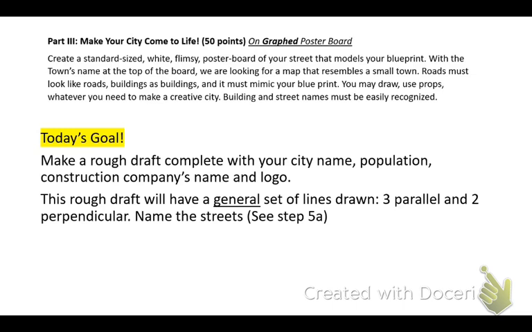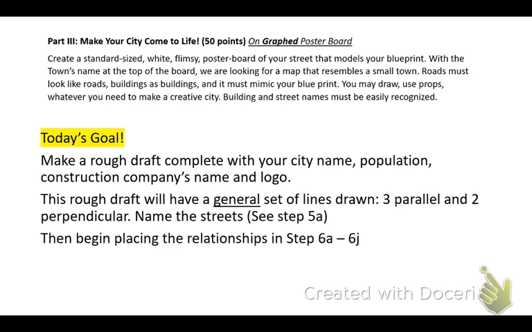Okay, roughly. Not like that rough, that was pretty bad. But a straight line. You can use the edge of something if you so choose, but you're not getting a grade on this. Okay? So 3 need to be parallel and 2 need to be perpendicular. Make sure that the 2 perpendicular ones touch the 3 parallel ones. So they should all be connecting. Okay? And then name the streets. C5A. It's on your paper if you want to know where to name them or where to put them. The last thing is begin placing the relationships in 6A to J. That's on the bottom of the page.